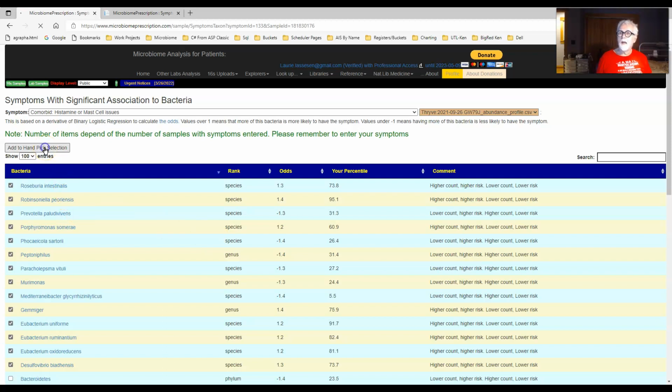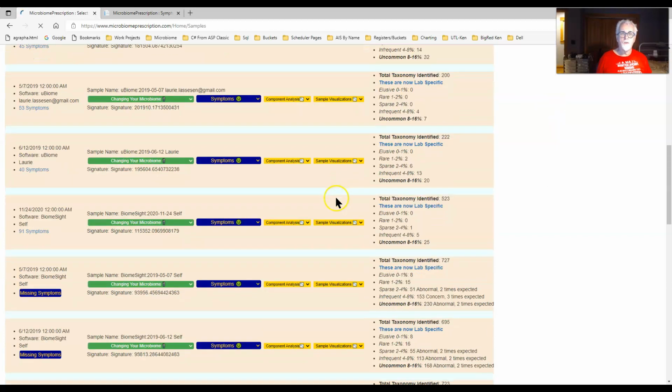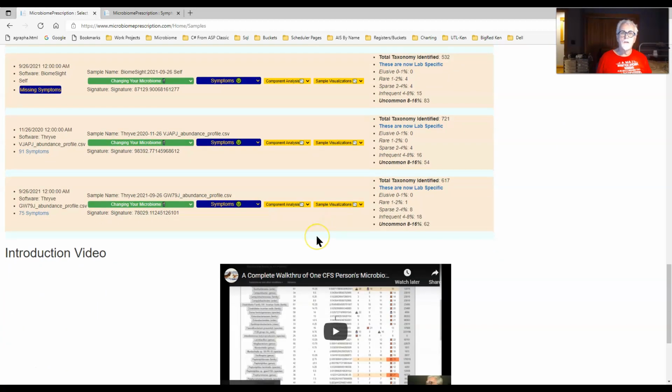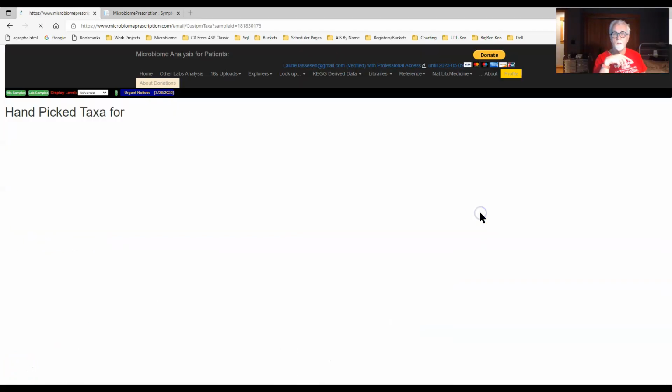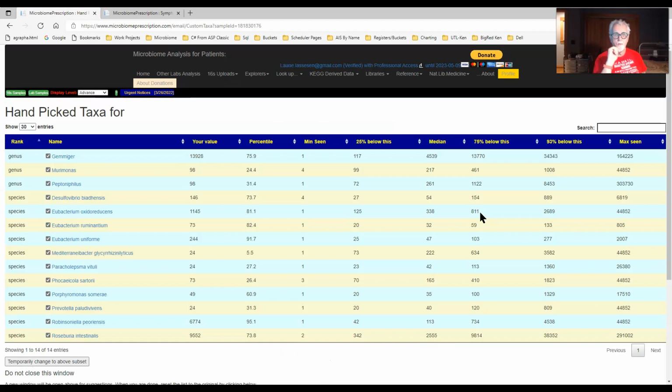I'll just add to handpicked bacteria. It takes us back to the sample page, and if we go back to where I was, we will see handpicked bacteria sitting there, and we can go and view the handpicked bacteria, and there we have the 14 which we had selected. So it's sitting there, gives you your values, percentile ranking, etc. It doesn't tell you whether or not you're too high or too low, but generally if it's over 50%, you're probably too high.